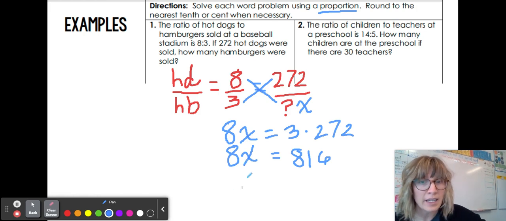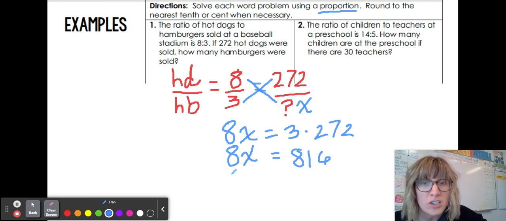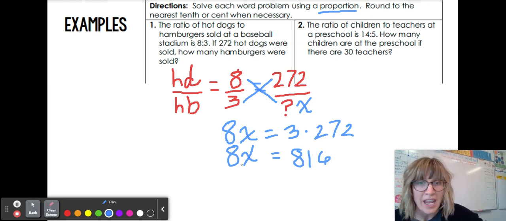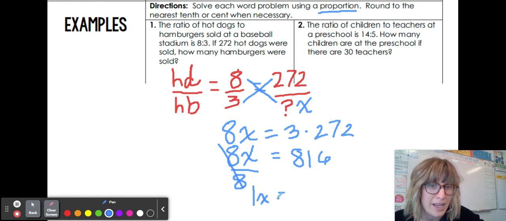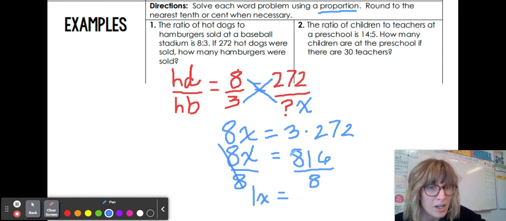In that case, x, our mystery, is feeling a little trapped, right? X wants some personal space. We want to get x all by itself. We want to know what just one x is worth. So to do that, right now 8 and x are connected by multiplication because they're touching. To undo multiplication, the inverse operation, the opposite operation, is division. So we are going to divide 8 by 8, which gets us 1. And now we have our 1x. It's so happy by itself over here. Legal to do so long as whatever you do to one side, you do the same to the other. So we need to now divide this by 8.